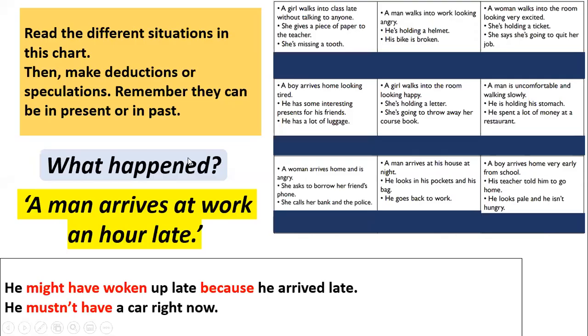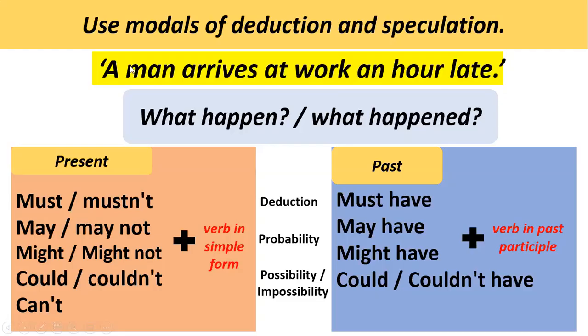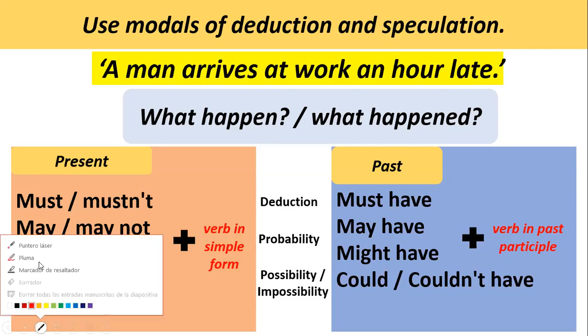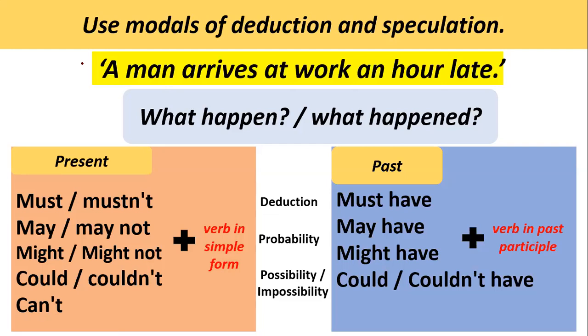What I want you to do right now is give me speculations or deductions based on the yellow box. A man arrives at work an hour late. What happened? What do you think? Give me some examples of that.